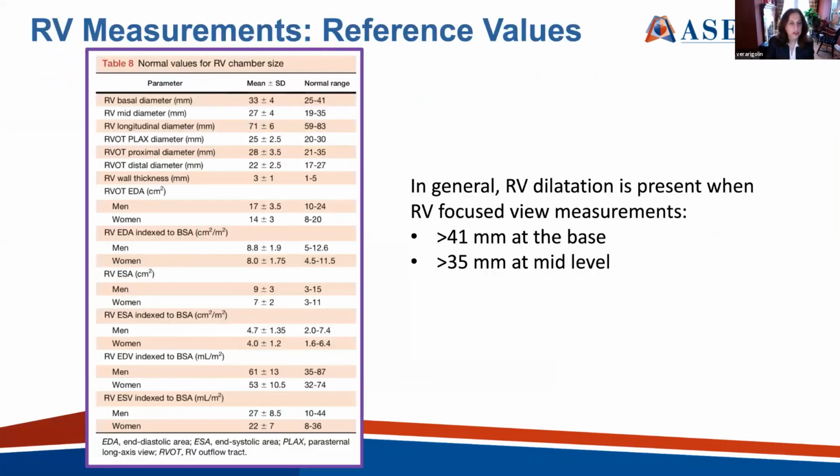And in that chamber quantification guideline paper, there is a table that gives you the normal values for the right ventricular chamber size. In general, so that you don't have to memorize every single number, as a general rule, looking at the RV focused view, a measurement greater than 41 millimeters at the base or greater than 35 millimeters at the mid-level suggests that the right ventricle is dilated.